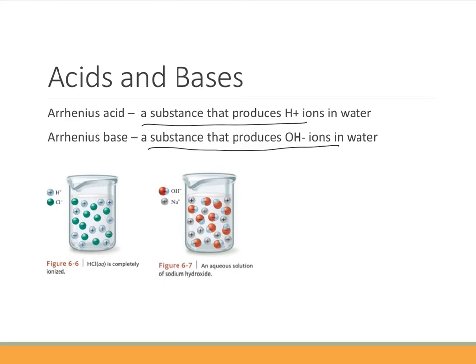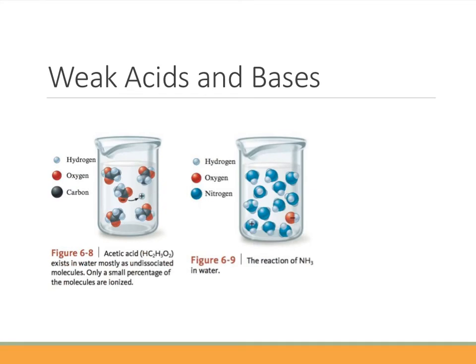So, for example, if I put HCl in water, I form H plus ions and Cl minus. Hydrochloric acid is indeed an acid. If I were to put sodium hydroxide into solution, I will produce hydroxide ions in water. Therefore, this is an Arrhenius base. The strength of the acids and bases depends upon how much they dissociate. A strong acid or a strong base dissociates completely in solution. Weak acids and weak bases dissociate only partially.